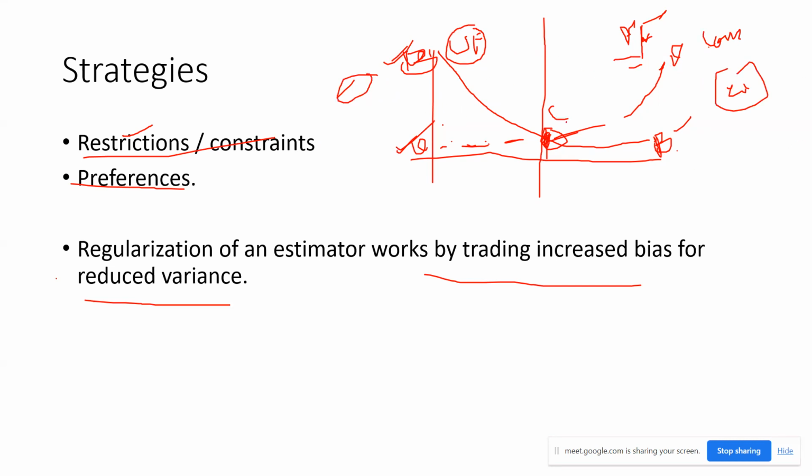To control these, we need to find this capacity. This is the best fit. To achieve the best fit, we implement some restrictions. Regularization of an estimator works by trading increased bias for reduced variance. So we increase the bias, and when we increase the bias, it comes down and reaches this point, reducing the variance. When we reduce the variance, automatically the variance will be reduced.